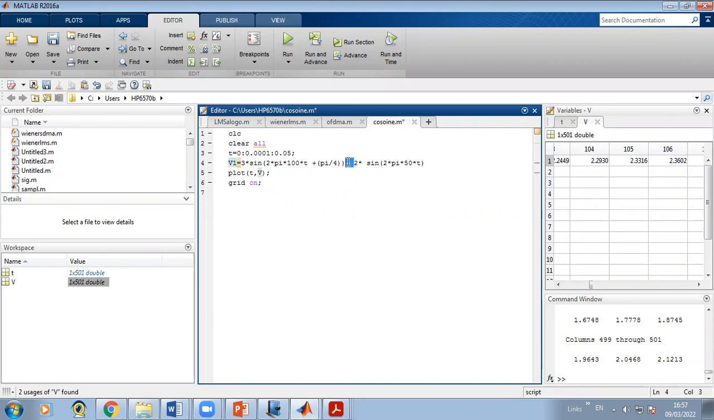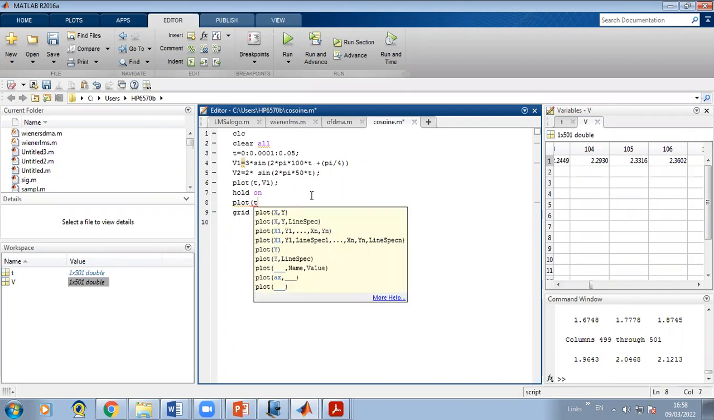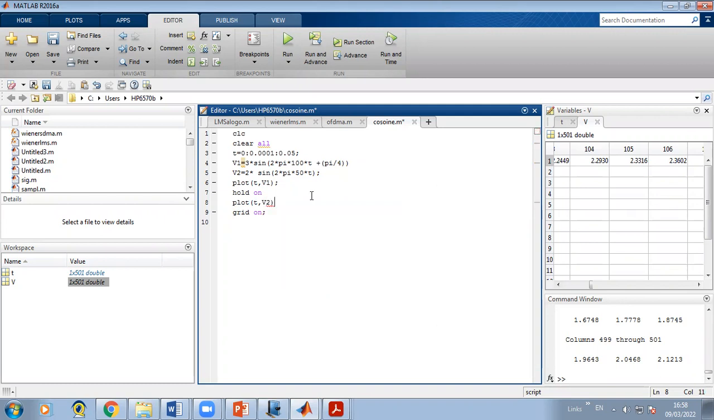Now I delete this, and I plot V2. This is my second signal. This is the signal generated from the first turbine, and this is the signal generated from the second turbine. So if I plot them separately, plot T, V1, and you have to type hold on here. Then you can use the same command, plot T, V2.